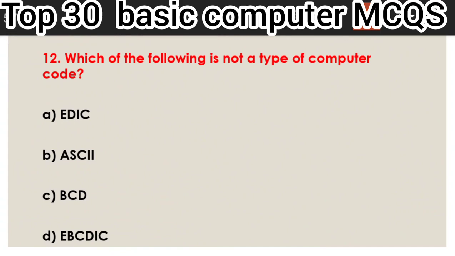Which of the following is not a type of computer code? A. EDIC. B. ASCII. C. BCD. D. EBCDIC. Correct option is A. EDIC.